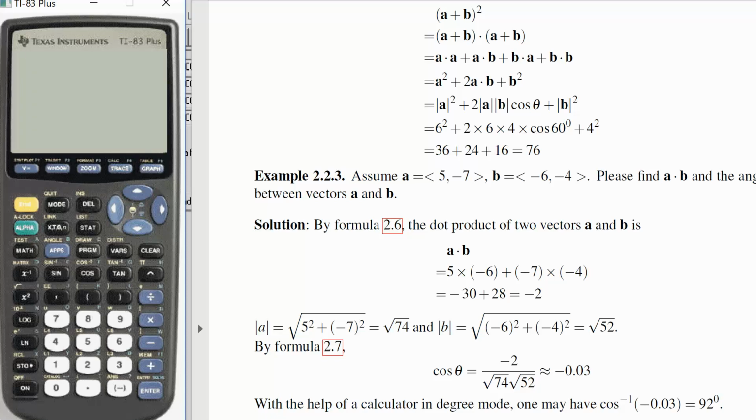Okay, so then you want to do cosine inverse. You do second cosine inverse. Negative is this key, not the subtraction key. And then you put 0.03. You click on close bracket. You then hit enter. So it's actually 91.719 degrees, which is approximately 92 degrees.